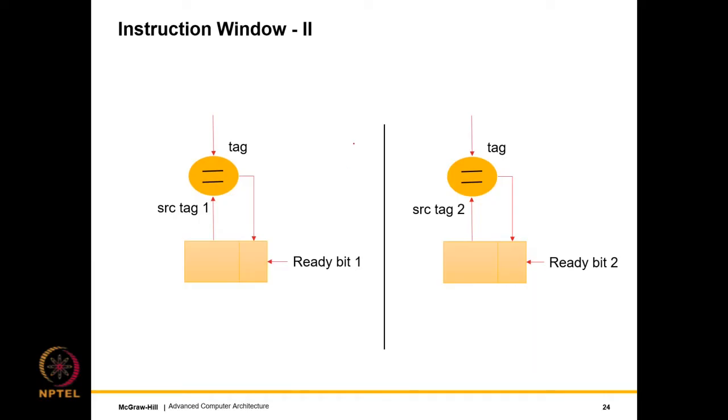So here is a slightly deeper view of it. What we do is we compare both the sources, source tag 1 with the broadcasted tag and source tag 2 with the broadcasted tag, and we set the corresponding ready bits. So this is happening for each entry.